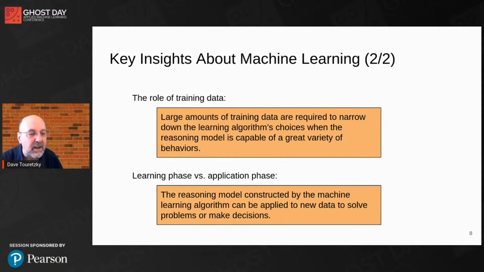And then finally, yet another area where popular descriptions of machine learning often fall short is they don't distinguish between the construction of the reasoner and the application of the reasoner, that these are separate phases. And in fact, once the machine learning model is trained, the learning algorithm is out of the picture. And we're just taking the reasoner that was constructed and applying that. So we express that here, saying the reasoning model constructed by the machine learning algorithm can be applied to new data to solve problems or make decisions.